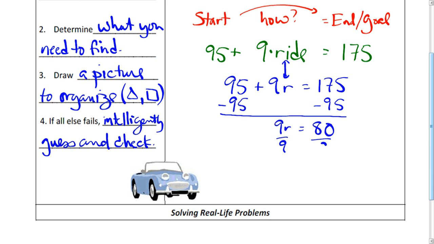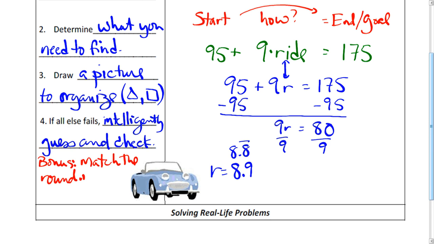Now this also brings up a very good point here. If I divide this out, I am going to get 8.9. Technically 8.8 repeating. Let's call it what it is. So this is actually going to be the bonus: match the rounding to the context of the problem.